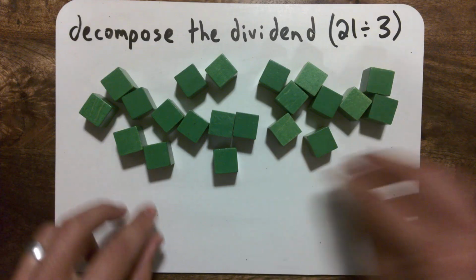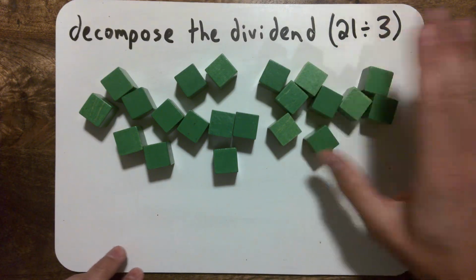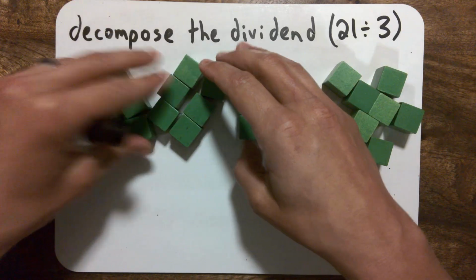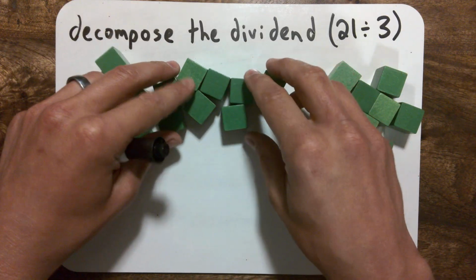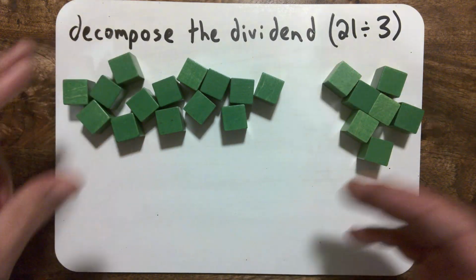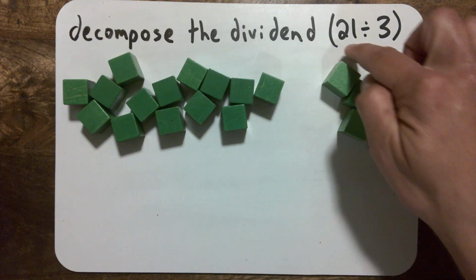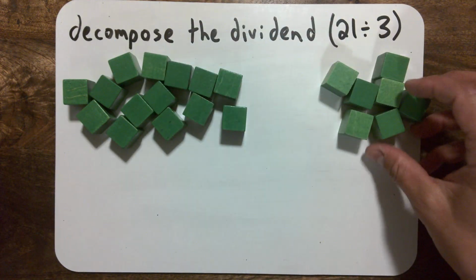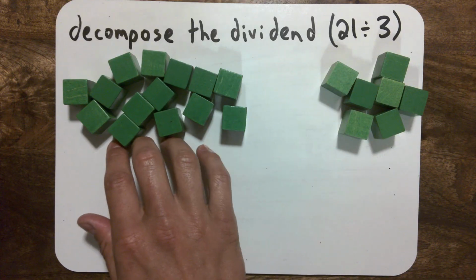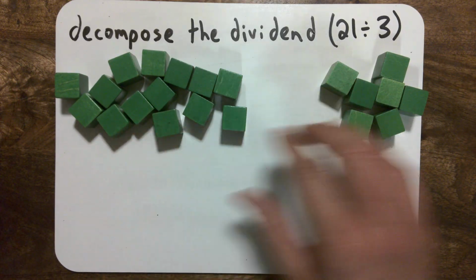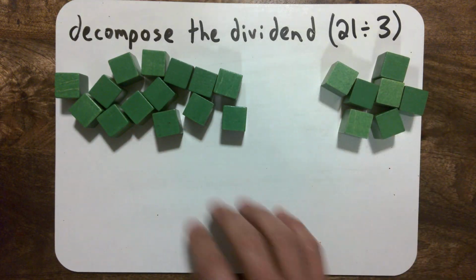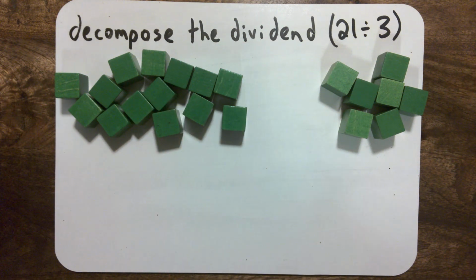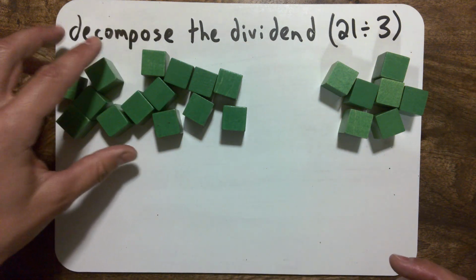So maybe it's easier for us to first think of just these 15. Maybe we know what 15 divided by 3 is. So we'll decompose this 21, or separate it into two categories. The 21 has been decomposed into 15 plus 6. First we're just going to take the 15 and divide that into 3 equal groups. Maybe we know that 15 divided by 3 is 5.